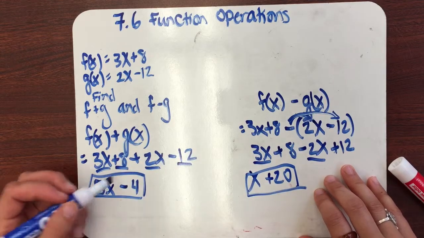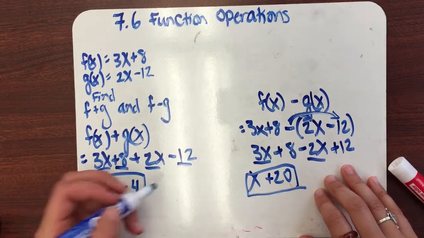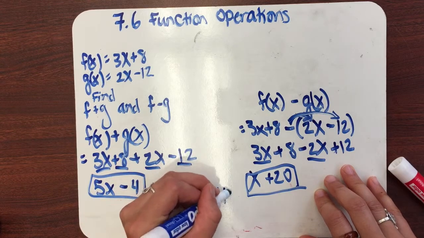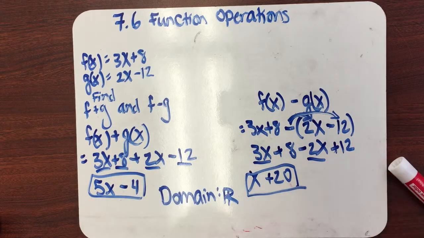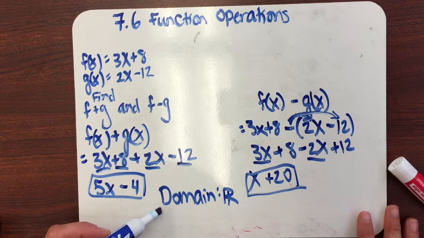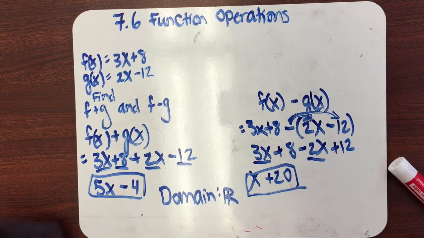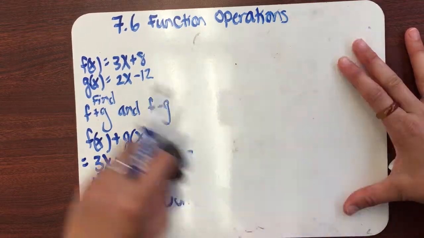If we're finding the domains for both of these, there's no restrictions on either of them. So the domain for both of them is all reals. The only time you would have a restriction on your domain for these is if you have something in the denominator, it cannot be 0, or if you have a square root, you cannot have a negative. So let's move on to multiplication and division here.